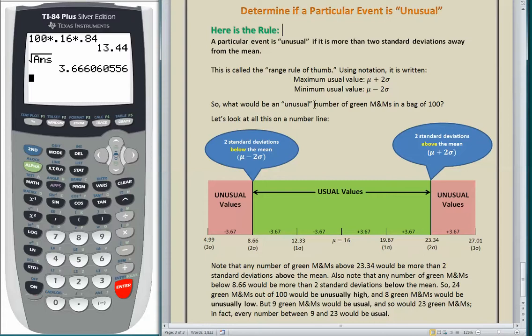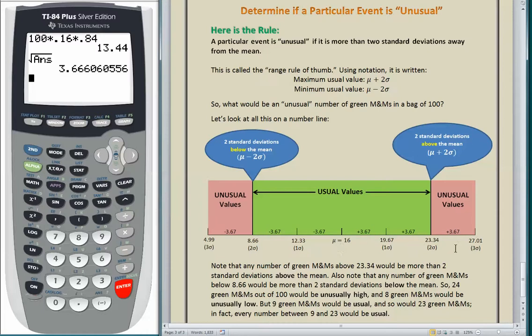So what would be an unusual number of green M&Ms in a bag of 100? We're going to look at all this on a number line. So I'm going to ask you for the moment to not look at all these pretty colors and things here and just focus on this line right here. See that line? This is a number line, and in the middle we're putting the mean, or mu. And we're using this for the same problem that we did earlier in this presentation. Our mu, or mean, was 16. Each standard deviation was 3.67.